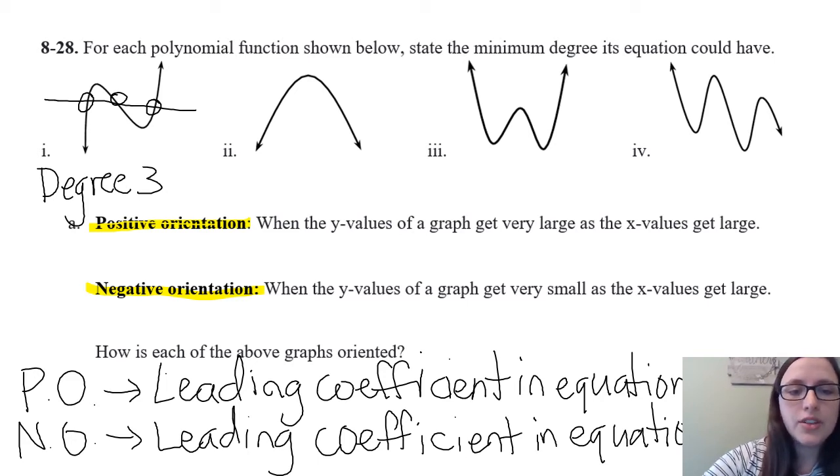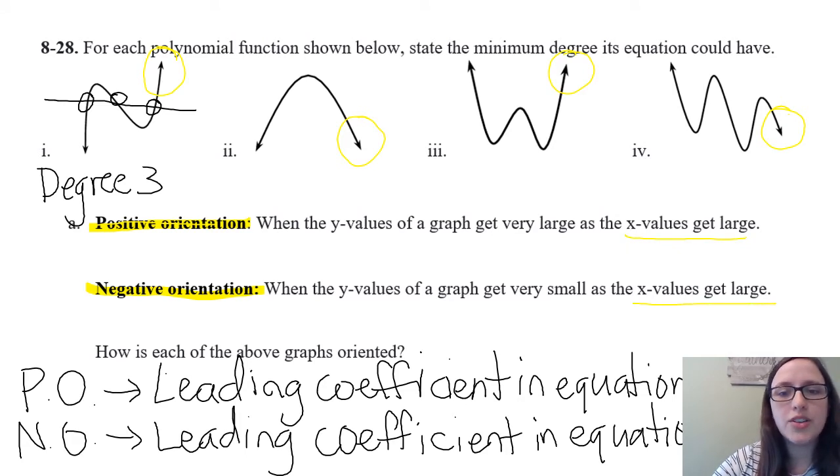All right, and so to tell those apart, we want to look at, for positive, when the y values of a graph get very large as the x values get large. So I always look at the very last arrow on the right. That last arrow is always when the x values get larger. In both of these, we're looking at when the x values are at their largest, what happens to the y values. So in this first graph, since it's opening up, that means that it is positive, going from negative to positive overall. So that would be a positive orientation.